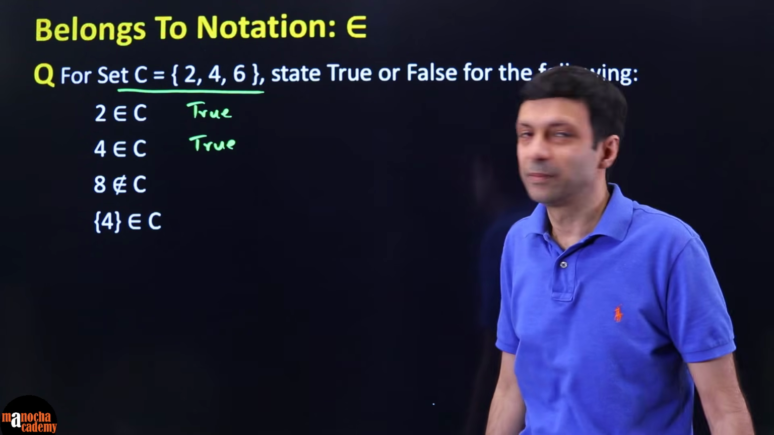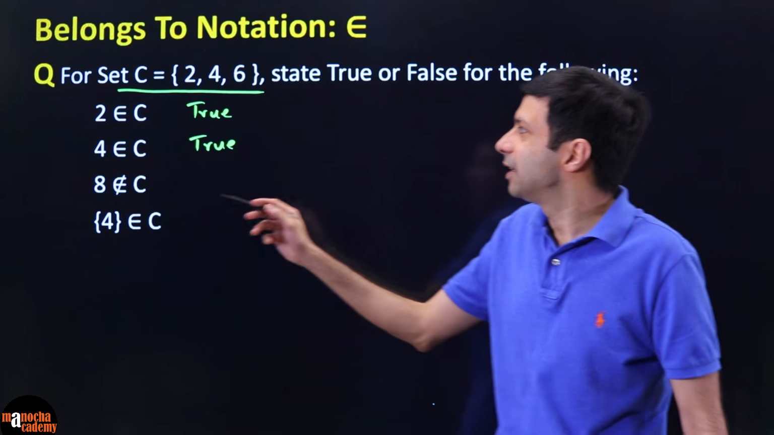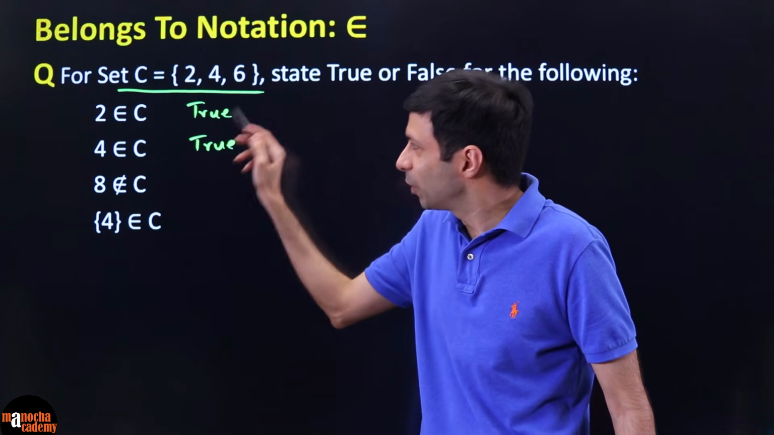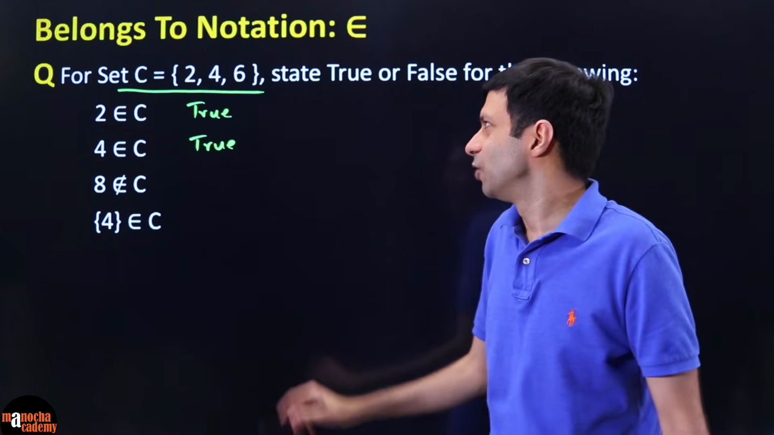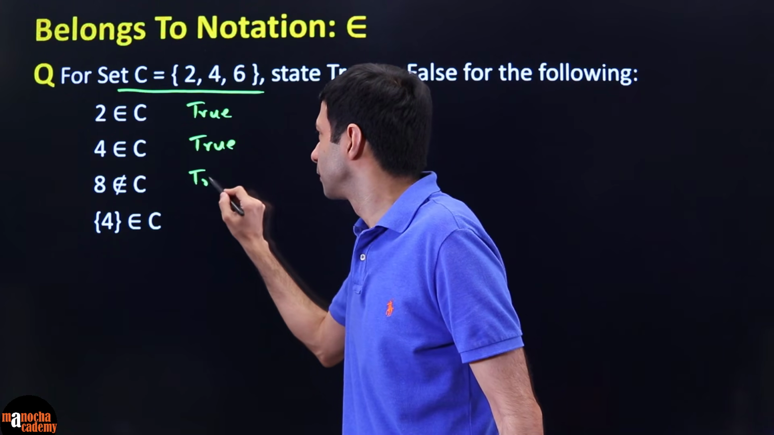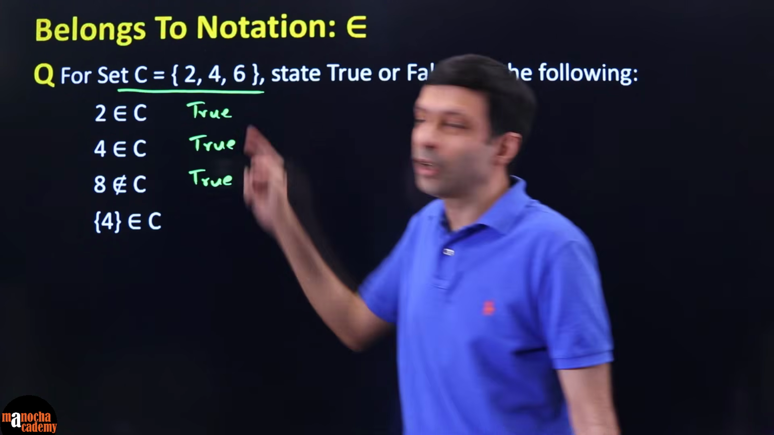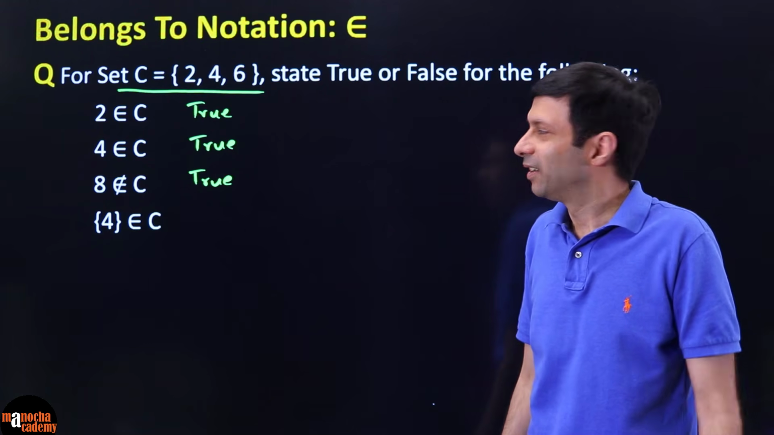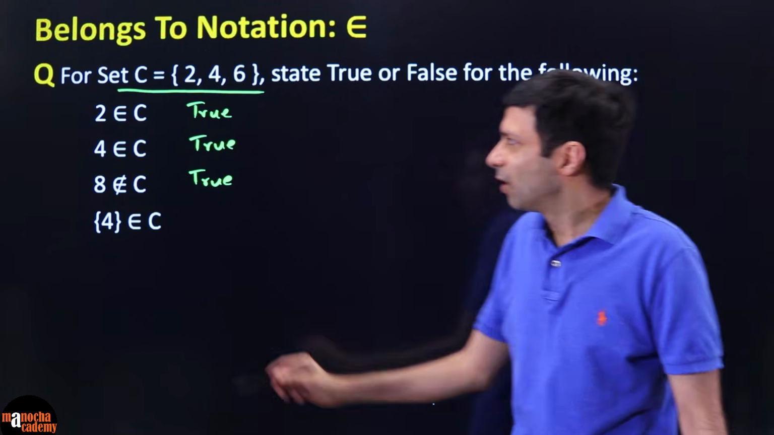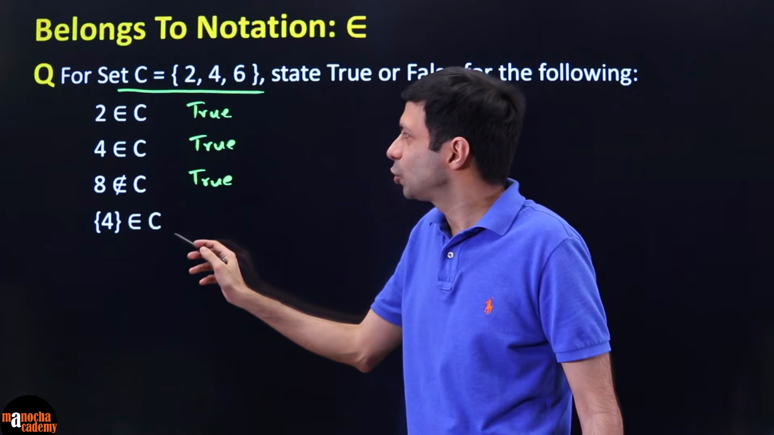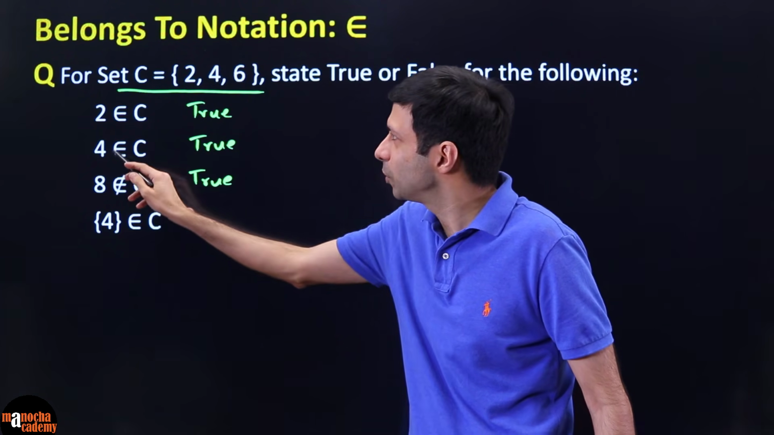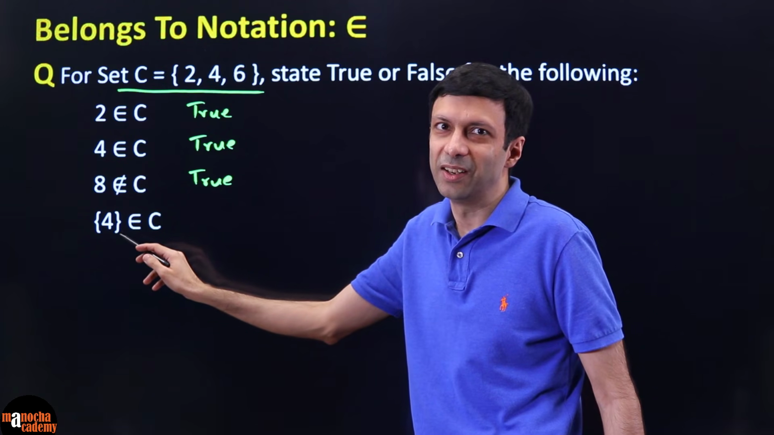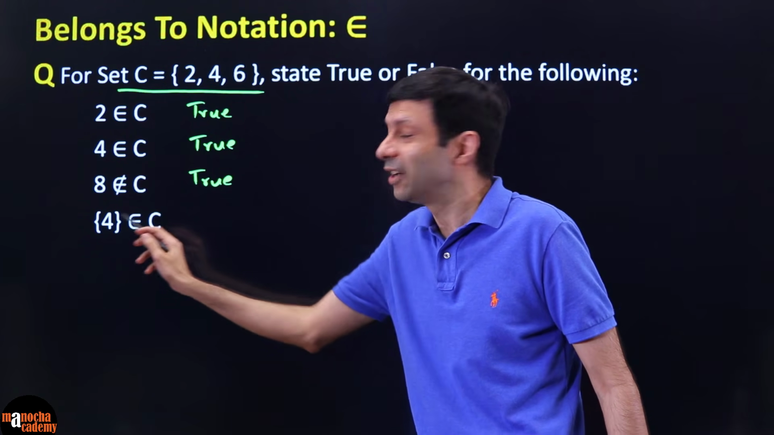How about this one? 8 does not belong to C, because remember we have put a strike over there and you can see that 8 is not part of it. So this one is also true because 8 is not an element of C, right? How about the last one? 4 belongs to C. That one is already, we have discussed, it's true. So what is the difference between the second question and the fourth one? The difference is the curly brackets.